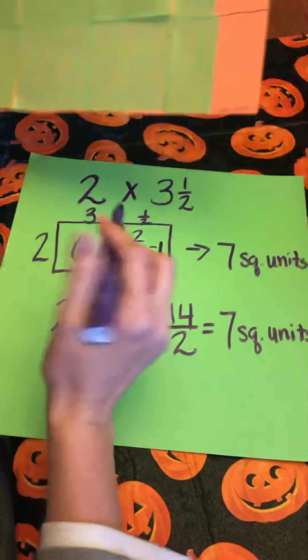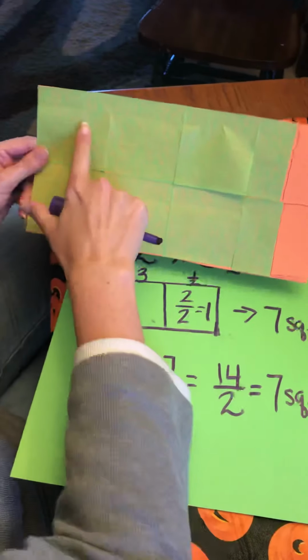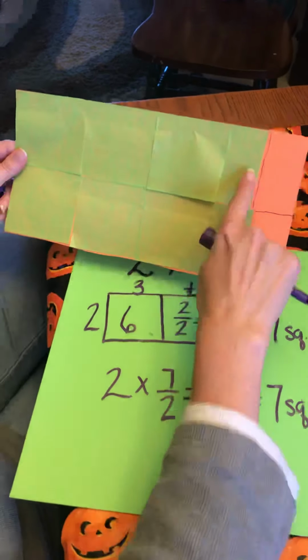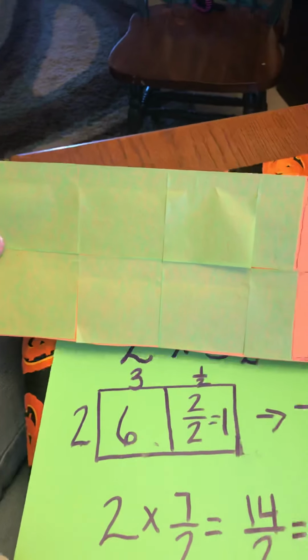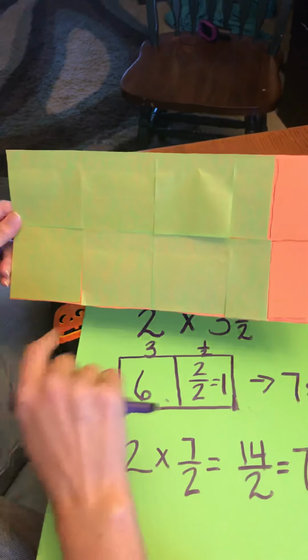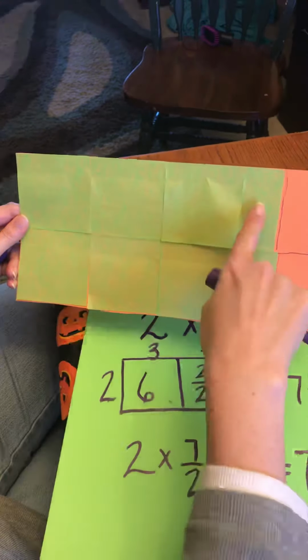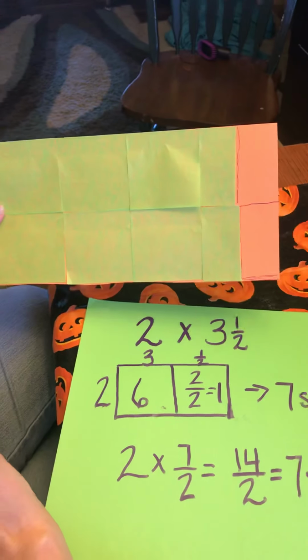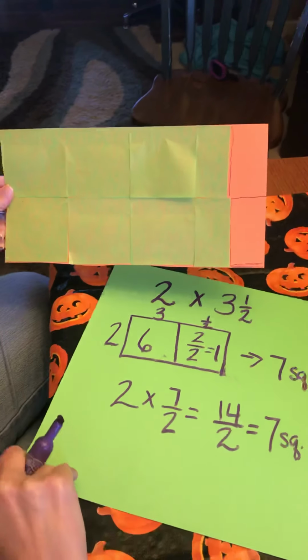I can also look back at the model, and I see that we've got 6 whole squares, and then I've got 2 halves. So if I put that together, then I would have the 6 plus the 2 halves gives me 7. So I can use the model to help me get the area as well.